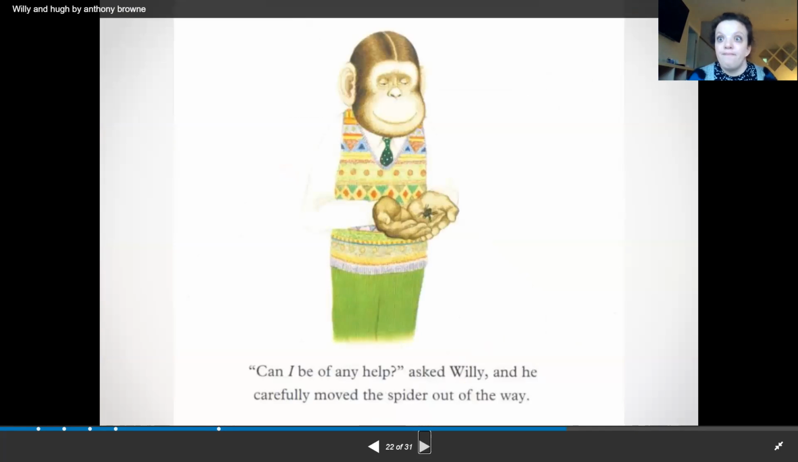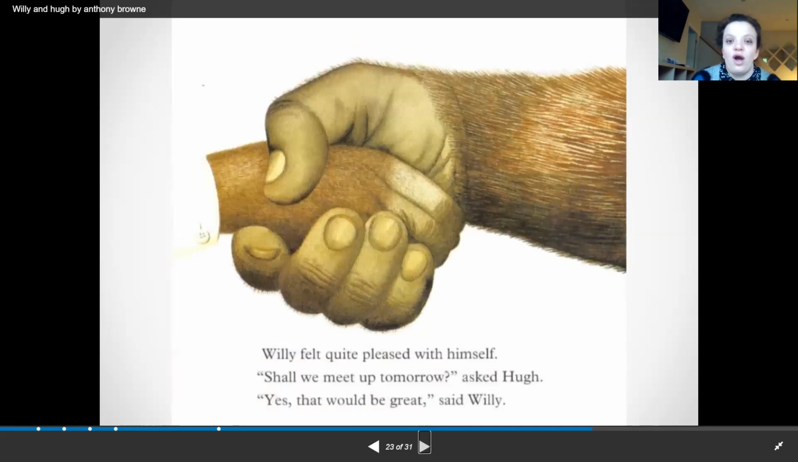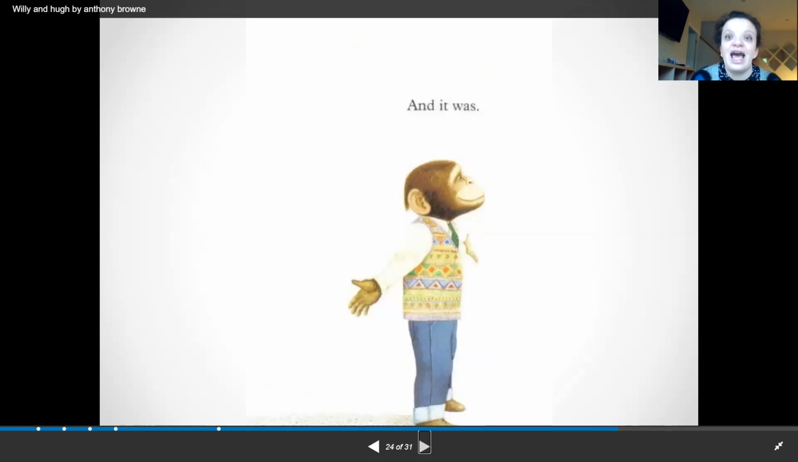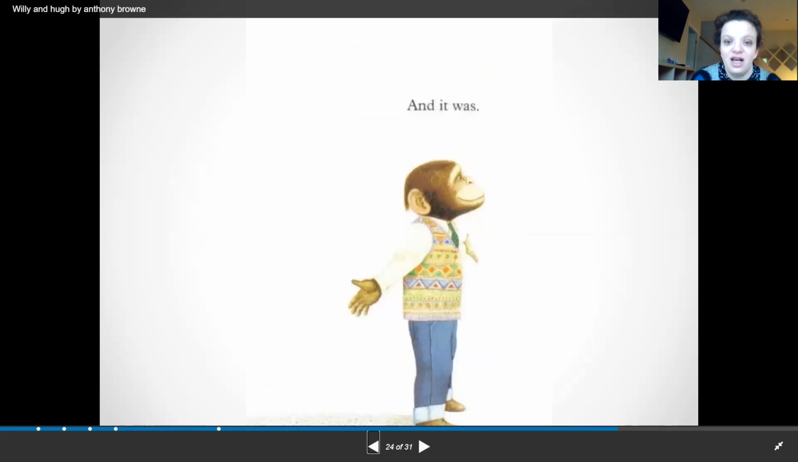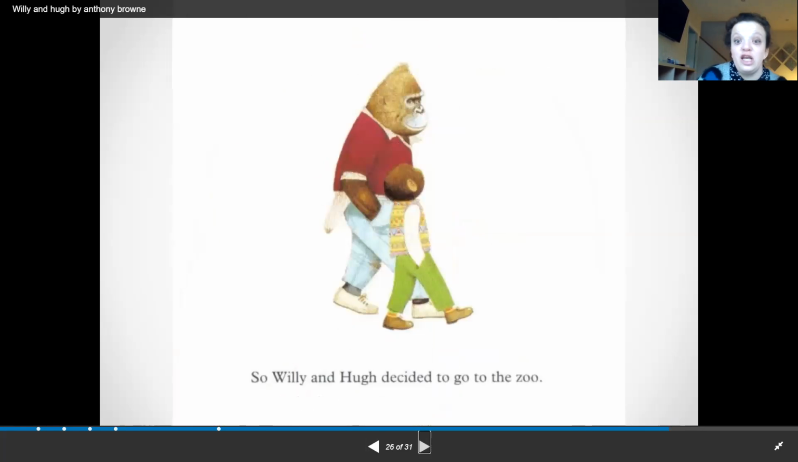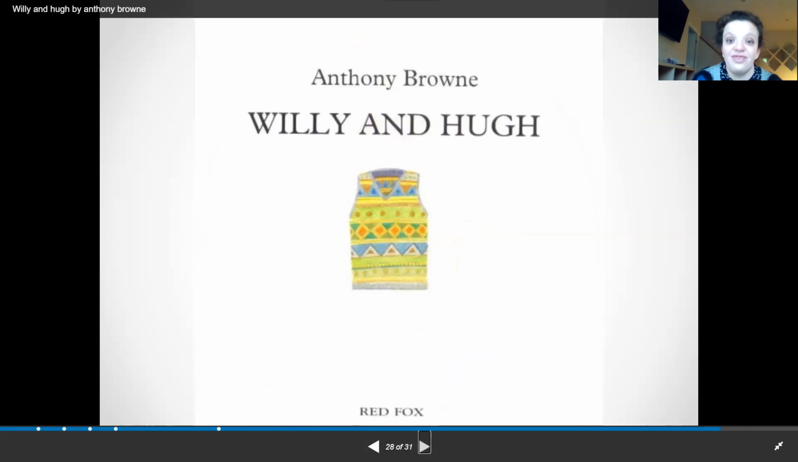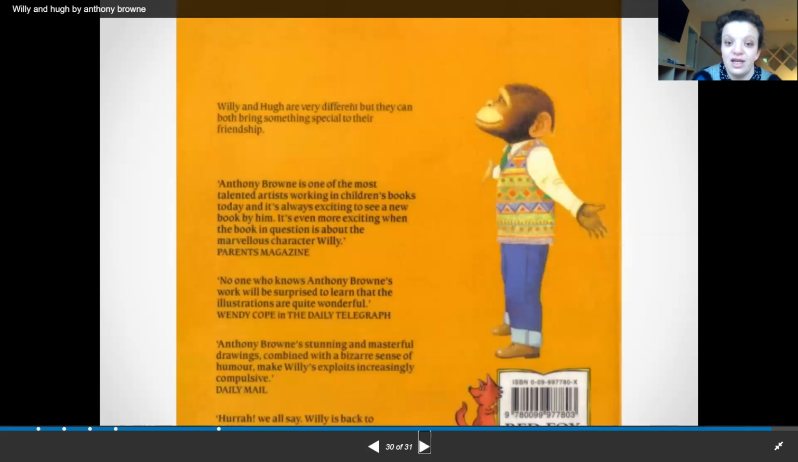Willie was scared of Buster Nose, and then Hugh was scared of the spider. So they're helping each other in different situations where they feel worried. They're different, but it's helping each other. Willie felt quite pleased with himself. "Shall we meet up tomorrow?" asked Hugh. "Yes, that would be great," said Willie. And it was. Look, they're even starting now to wear the same clothes. So Willie and Hugh decided to go to the zoo. And that is the end of the story.